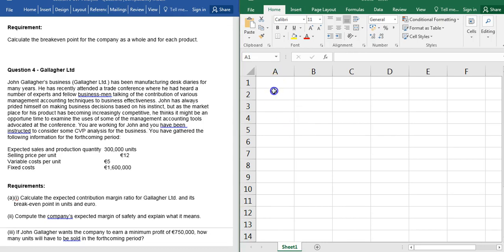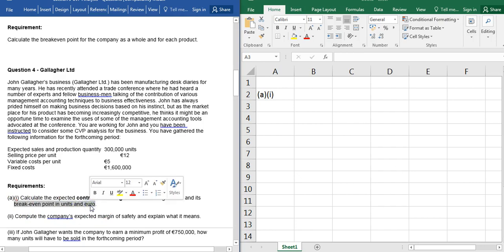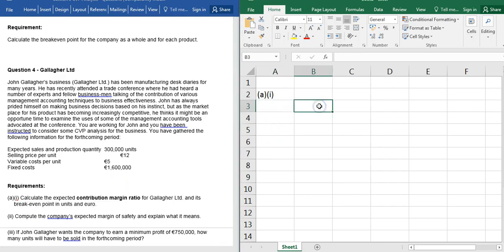So the first thing you're asked, which is A1, is, be careful now, you're asked for the contribution margin ratio. So you're not actually asked for contribution per unit, which you have to get, but just watch what you're actually asked for. Contribution margin ratio and the break-even point in units. So that's the number of diaries you have to sell to break even, and the euro amount, so the level of sales. So to get your CPU, as we call it, contribution per unit, we'll bring that down.